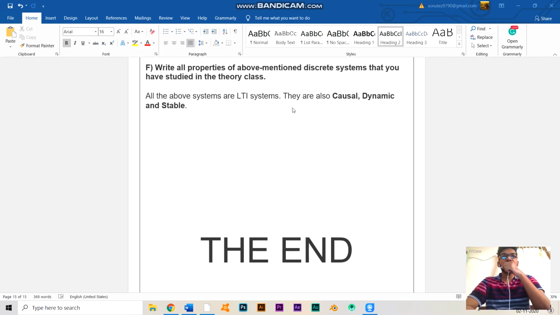Hence, we can conclude that we have learned how to use convolution in MATLAB, and we have removed a trend from the baseline PPG signal, and we have learned the properties of these systems.